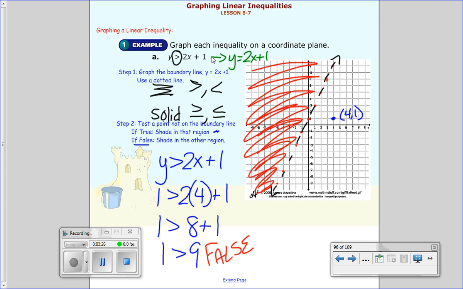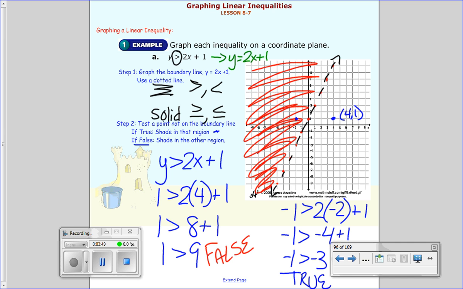So for example, I could try (-2, 1), and I can show you that it's going to be true. So if I go ahead and do that, 2 times -2 plus 1. 1 is greater than -4 plus 1. So I get 1 is greater than -3. So that is true. Again, if it's true, shade in that side. If it's false, shade in the other side.